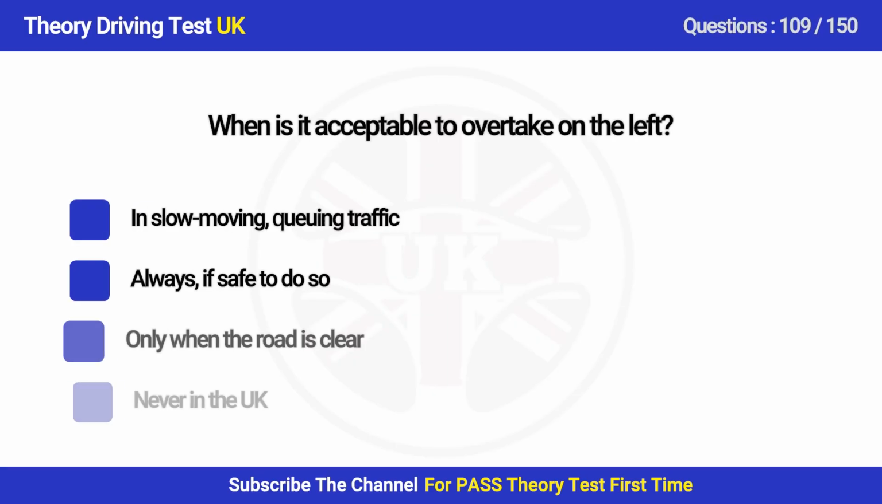Question 109. When is it acceptable to overtake on the left? A. In slow-moving, queuing traffic. B. Always if safe to do so. C. Only when the road is clear. D. Never in the.